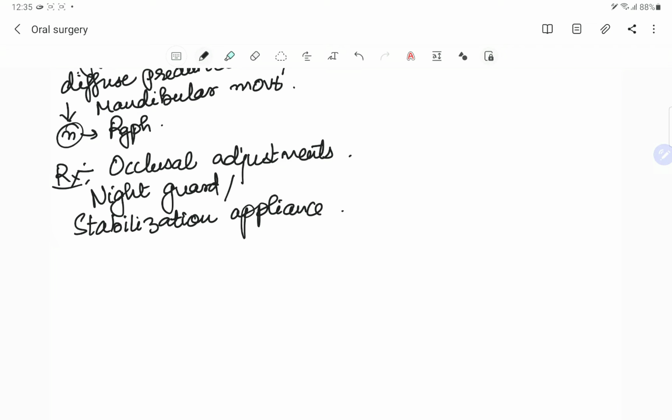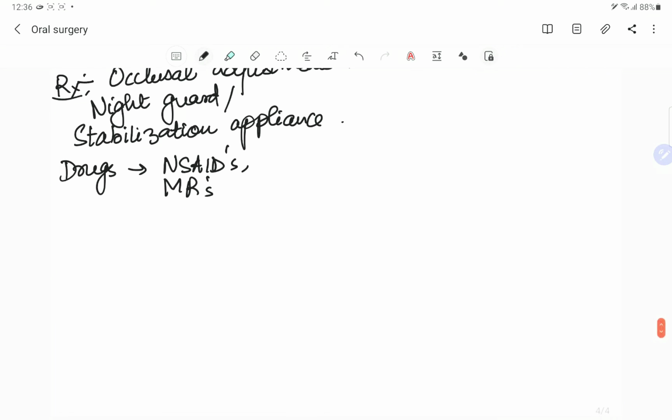Also, we can give drugs like NSAIDs, muscle relaxants, analgesics, anti-inflammatory, anxiolytic. If a person is clenching the teeth in stress, then we can give the anxiolytic or antidepressant drug. So, we are just going to write analgesics.